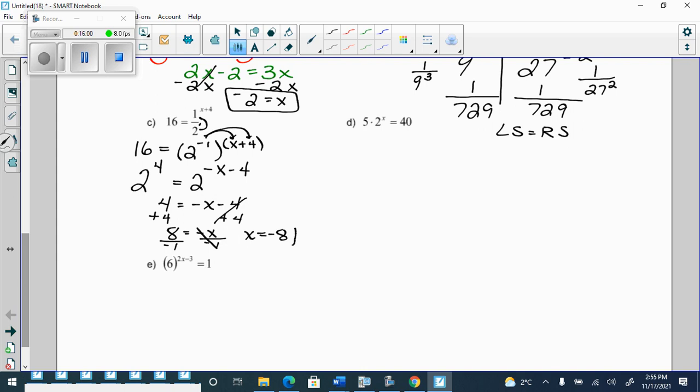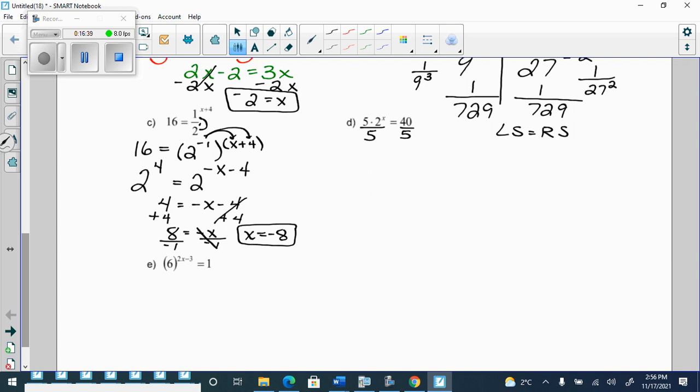What's the problem with D? I have a 5, a 2, and a 40. Can I make any of them be the same base? No. Is there some math I can do first, though? Yeah. Divide both sides by 5. And the reason we can do that is because neither of them has an exponent, correct? But some people are like, I don't know if I can. Well, could you do this normally? Can you divide by 5, divide by 5? Yeah, because you can do 40 divided by 5. That's nothing weird, right? So we would get 2 to the x equals 8.